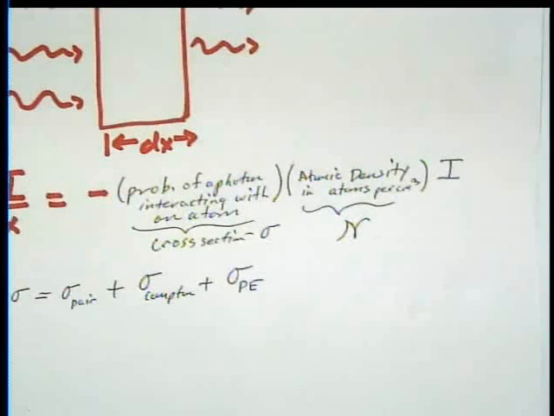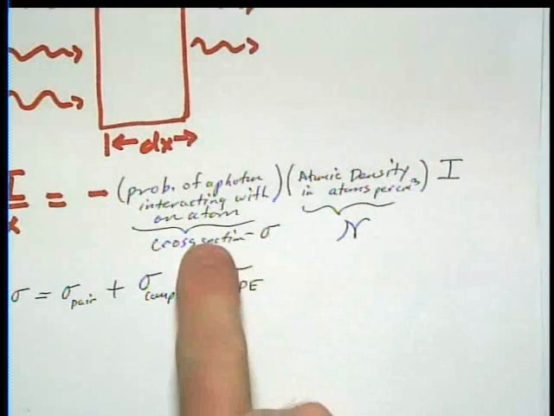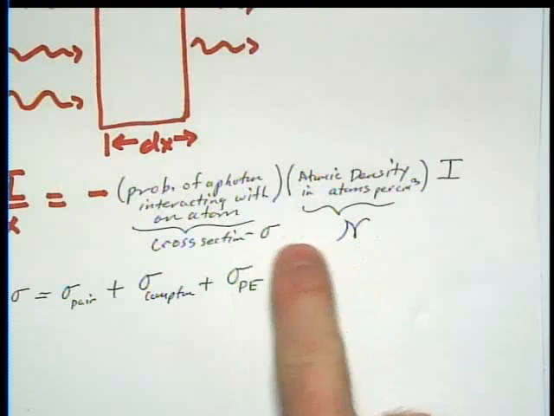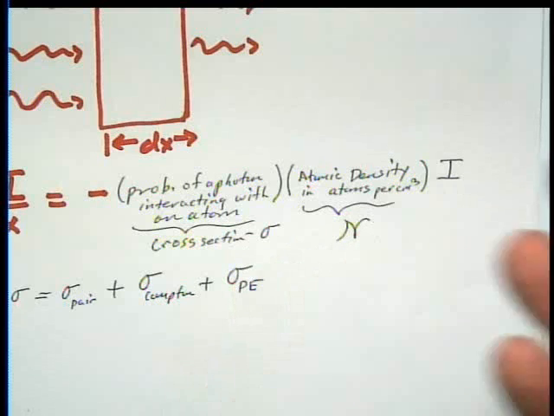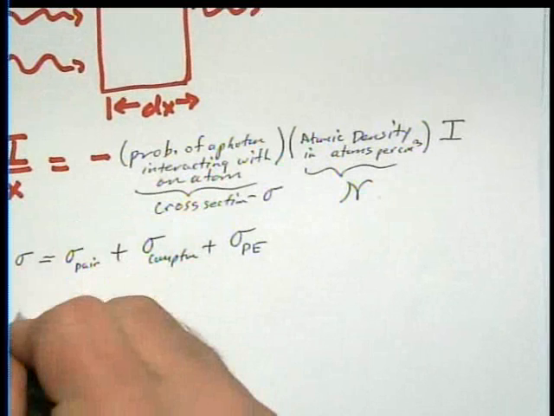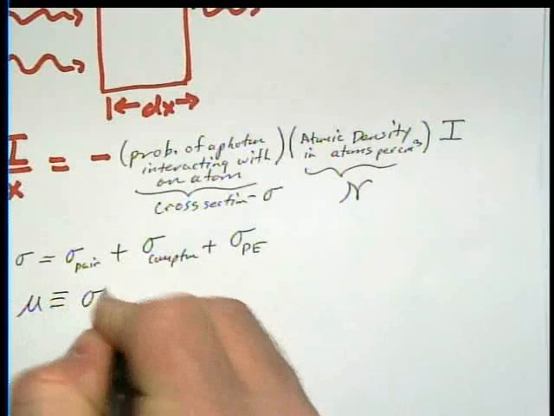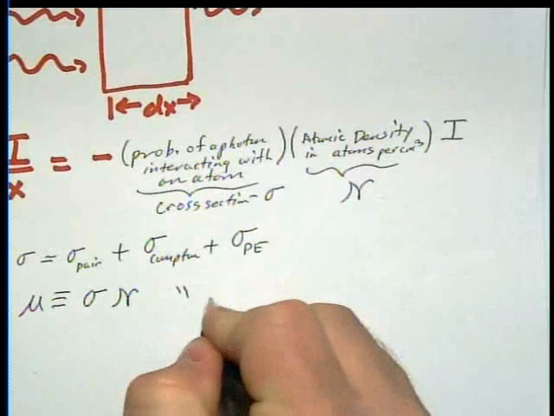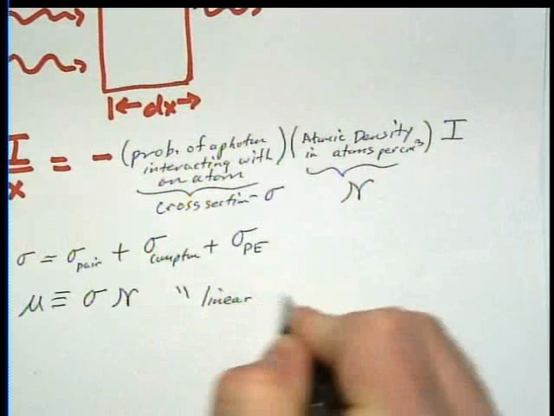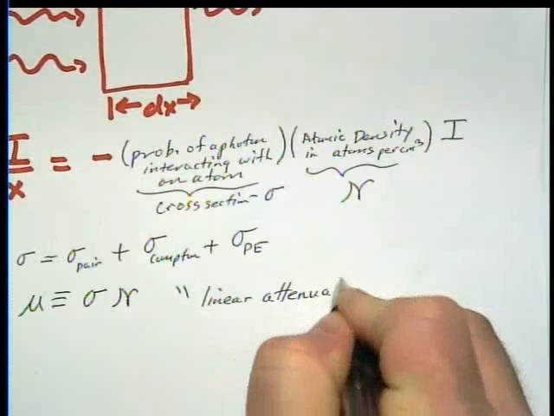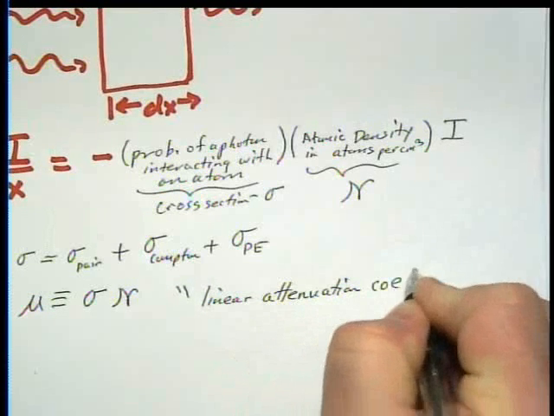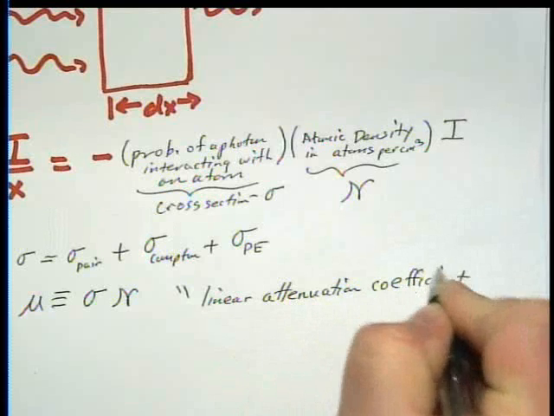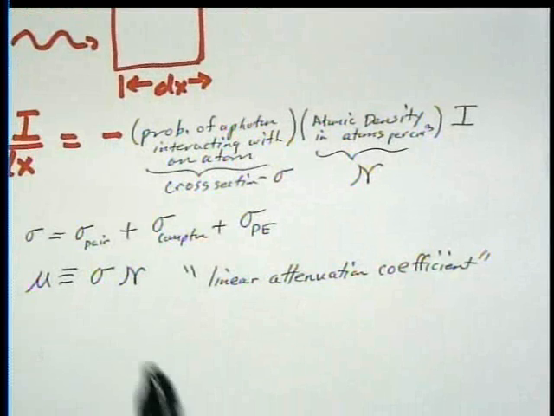Now, these two things, assuming that you have a monoenergetic material, are constants. And if they're constants, you can multiply those two constants together and make a new constant. And that's what's usually done. They take the cross-section and the atomic density, multiply them together, and give it a name, called the linear attenuation coefficient in the book. And it's only a constant if these two things are constant.